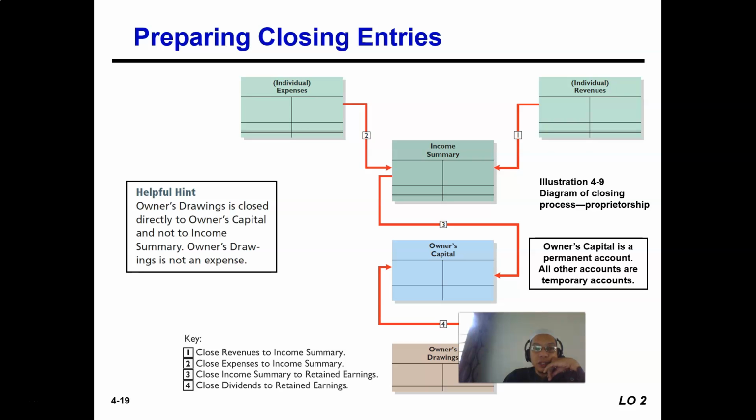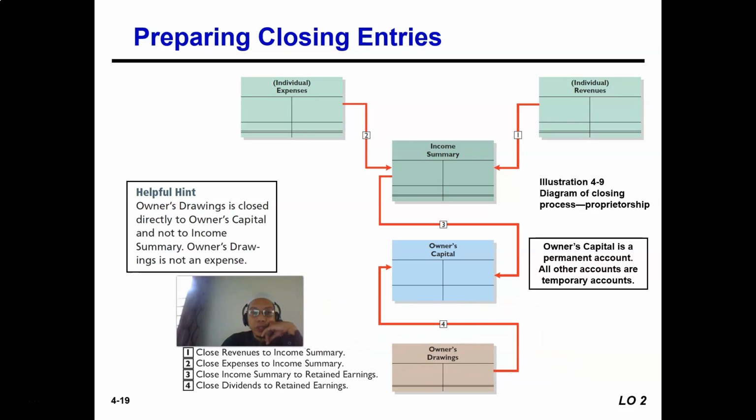So this is a graphical illustration of what happens when we prepare closing entries. We have all the expense accounts. The expense account has a debit balance, so to close that account, we need to credit the expense account by the debit balance.